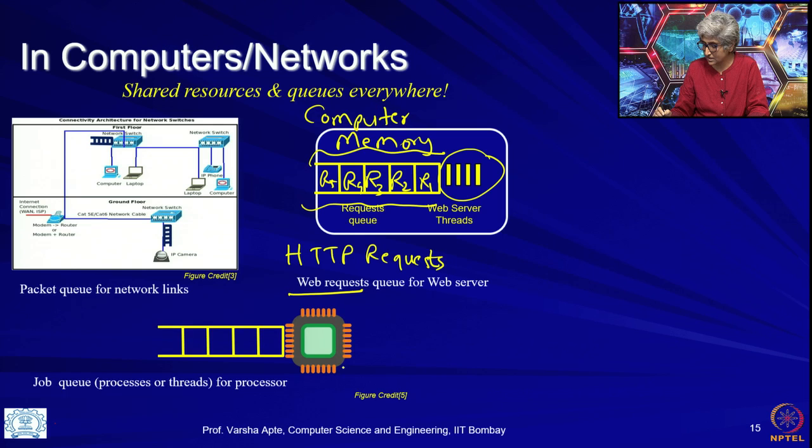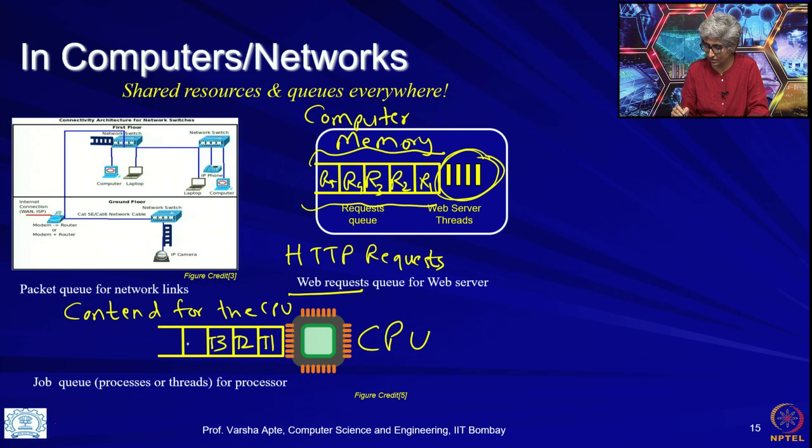Similarly, the CPU itself, like I said in the previous slide, is a shared resource, and in fact these threads are soft entities, they have to run on a CPU, right? So these threads will be the ones actually contending for the CPU. So this can be thread 1, thread 2, thread 3, thread 4.